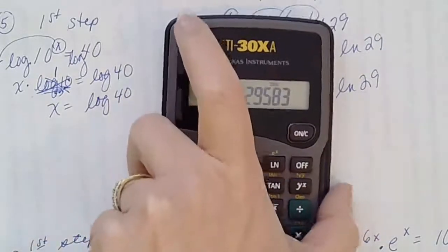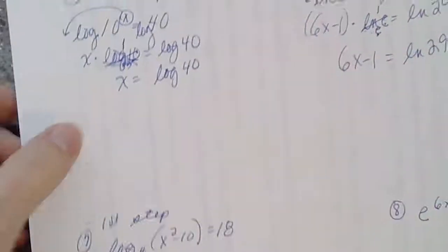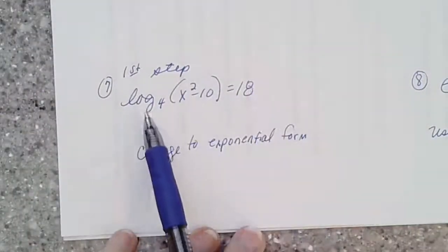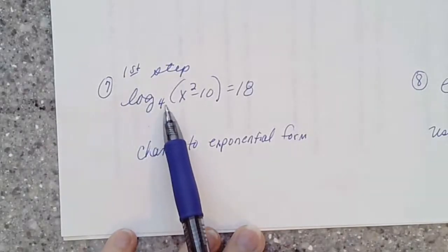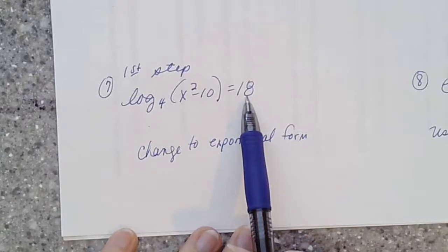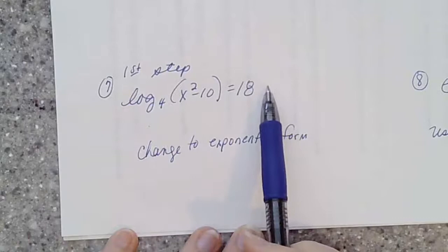Okay, next question. Just asking what would be the first step. In this problem, it has a logarithm already in it, a base 4 of an argument equals 18. 18 being the exponent. Remember, the meaning of a log is this is the base raised to that exponent to equal that value. So the first step is to take it out of log form.